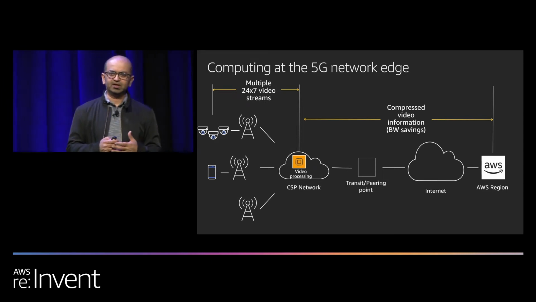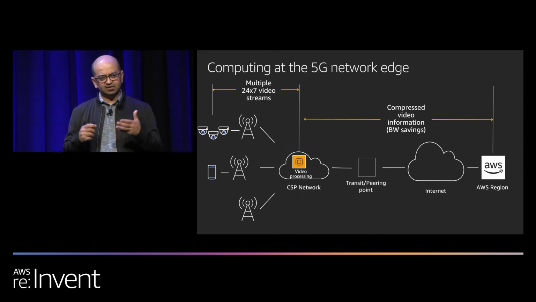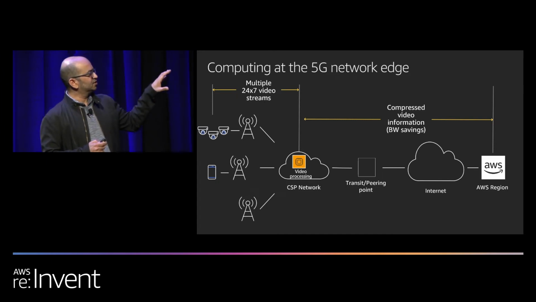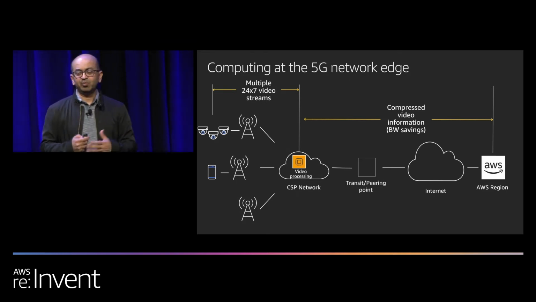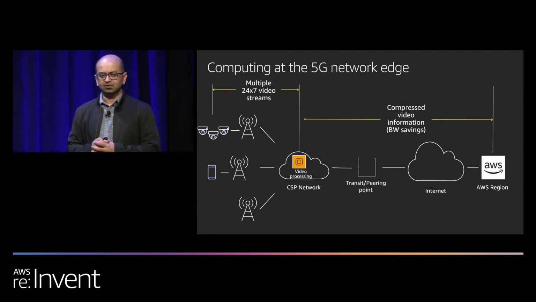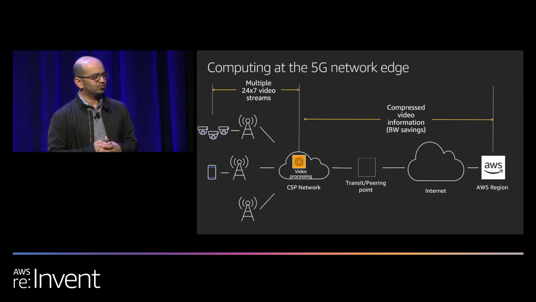And that's what we mean by AWS at the 5G network edge, or Wavelength. We are embedding racks and servers within the CSP network in partnership with Verizon in the US and others globally, Vodafone, SK Telecom, and KDDI.